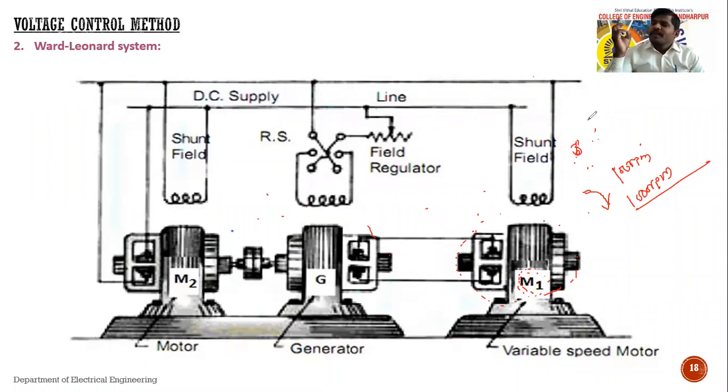Now see, this method is used for applications in the case of a rolling mill, in the case of a paper mill. Paper mill application असेल, rolling mill application असेल, or it may be a textile industry, or it may be a steel industry.